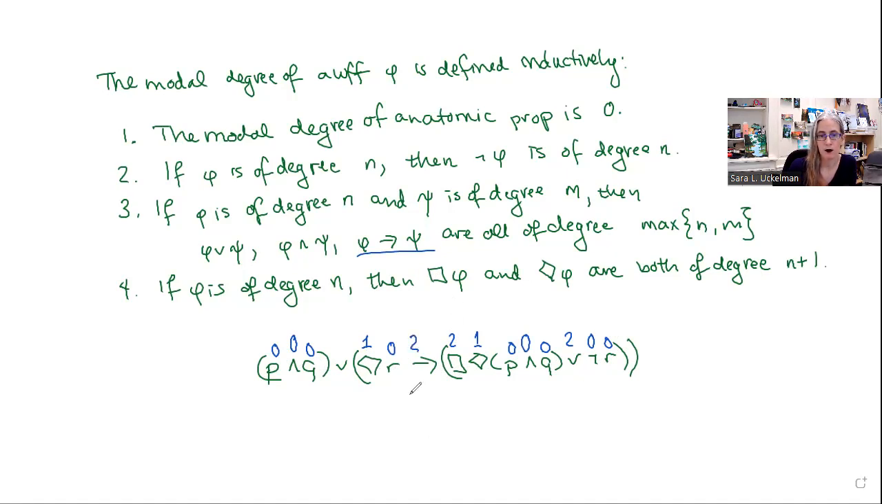So there we go. And then we've got a 0 disjoined with a 2. So this one is going to be 2. So this entire modal formula has degree 2. Now, the thing to realize is that modal degree is not the same thing as the longest string of iterated modalities that you have. It is in this case because we've got 2 iterated modalities here, and we ended up with something that is of degree 2.